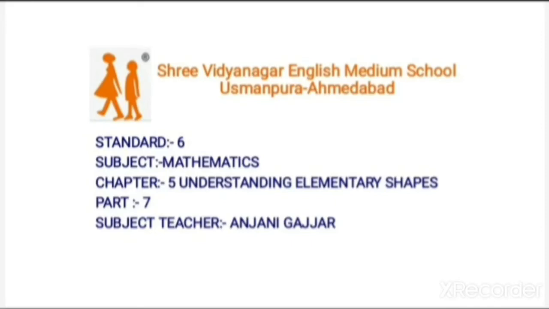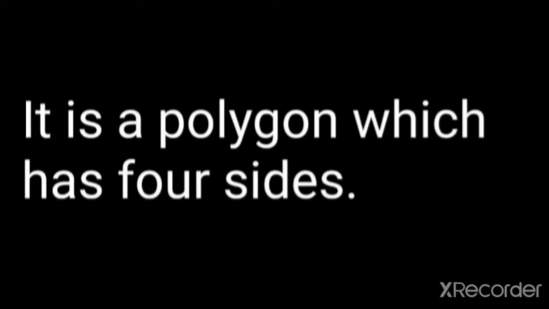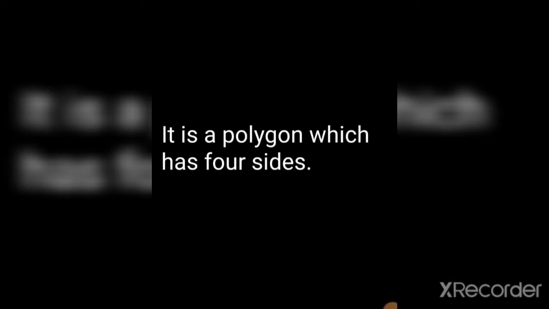Hello dear students, today in this part let's have some fun with some shapes. In this part we will learn about quadrilaterals. What is a quadrilateral? It's a polygon which has four sides. So we can say that four-sided polygons are called quadrilaterals. Let's have fun with some types of quadrilaterals.